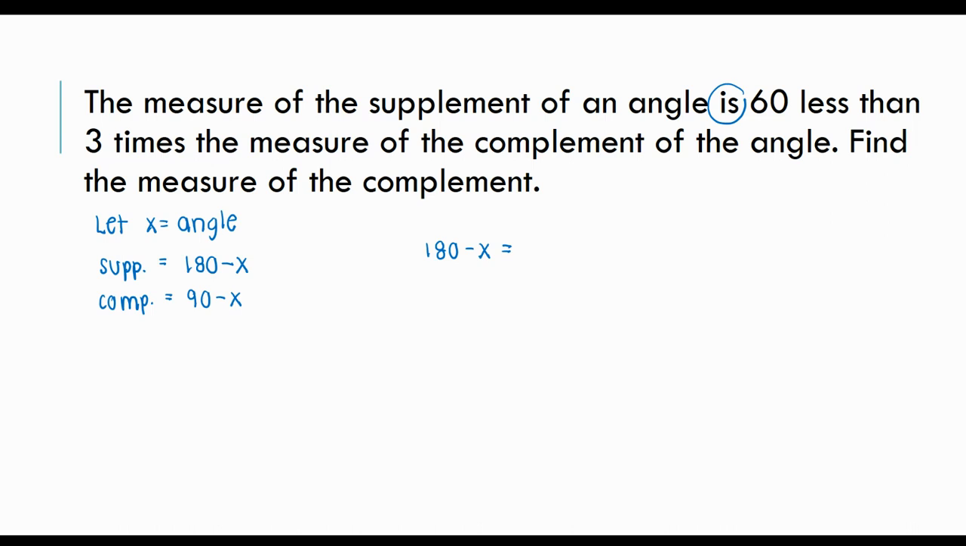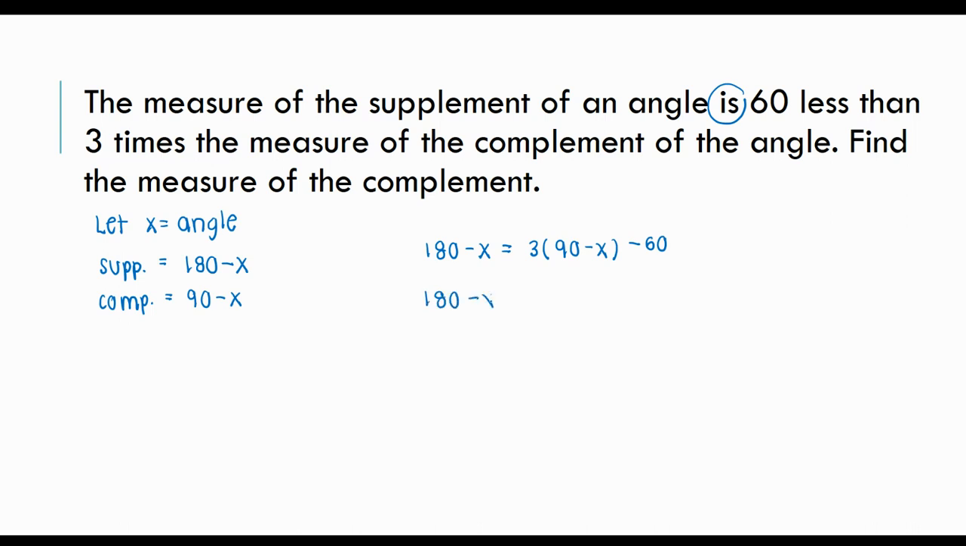So 60 less than 3 times the measure of the complement. So I have to multiply 3 times the complement. And then if it's 60 less, I want to subtract 60 from it. All right. They want us to find the measure of the complement. So in order to find the complement, I need to find x first. So that's what I'm going to do.